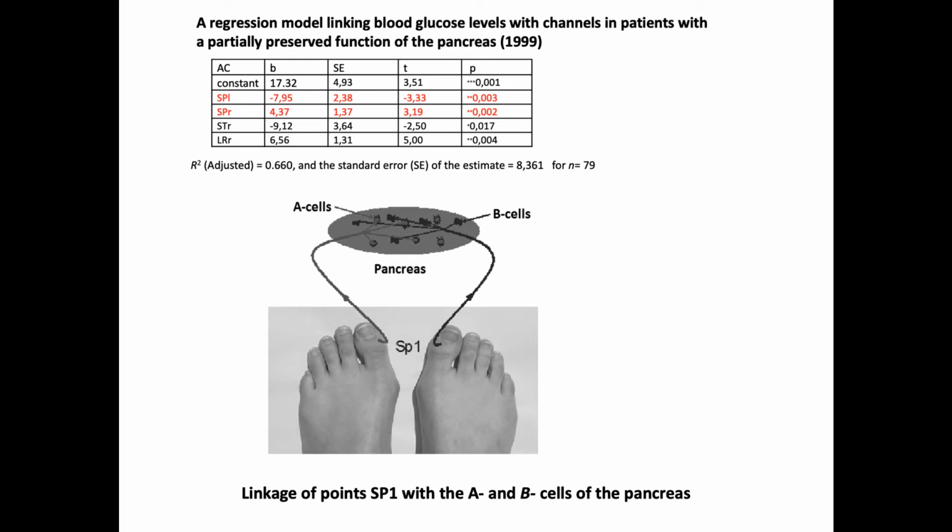In this model, the right branch of the liver and pancreatic channel has the greatest positive influence vector on glycemic levels. Its growth reflects the growth of glycemia. In contrast, the left branch of the pancreatic channel and the right branch of the stomach channel have a negative influence vector.